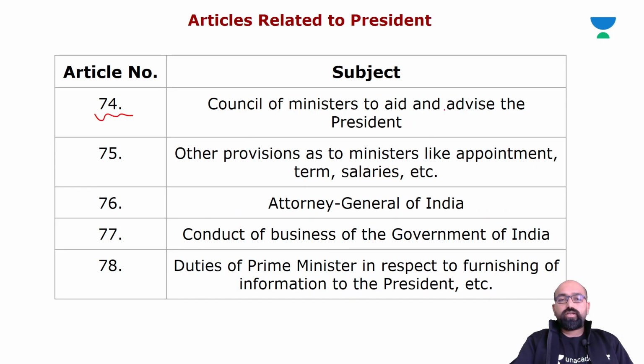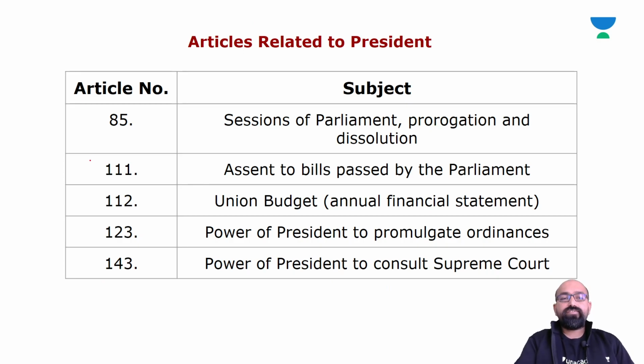Then Article 74, Council of Ministers to aid and advise the president. Article 75, other provisions as to ministers like appointment, terms, salaries, etc. Then Article 76 is related to the Attorney General of India. Article 77, conduct of business of the Government of India. Article 78, duties of Prime Minister in respect to furnishing of information to the President. Article 85, sessions of Parliament, prorogation and dissolution.